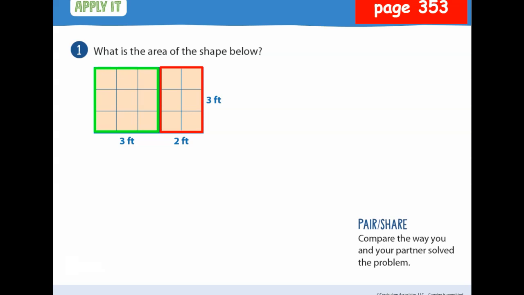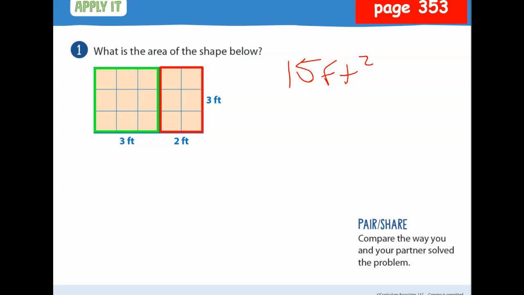All right, so what's the area of the shape just by counting all the squares? 15. Right? 1, 2, 3, 4, 5, 6, 7, 8, 9, 10, 11, 12, 13, 14, 15. Okay, that's 15 then. 15 feet square. Okay, all right, so let's see if we did it the other way.